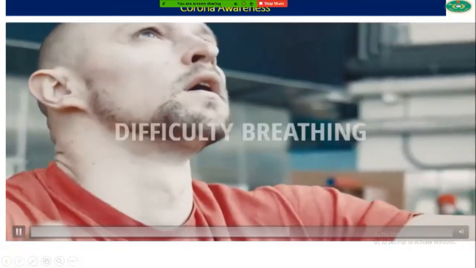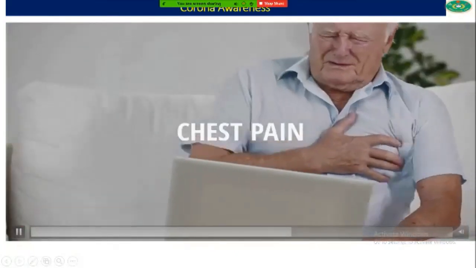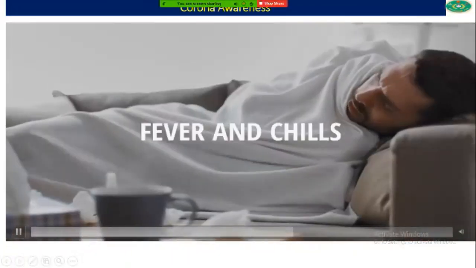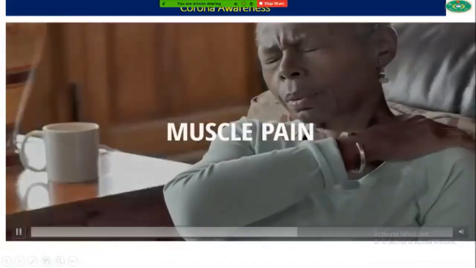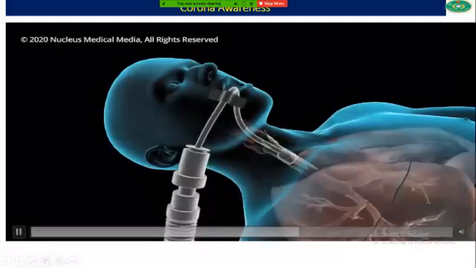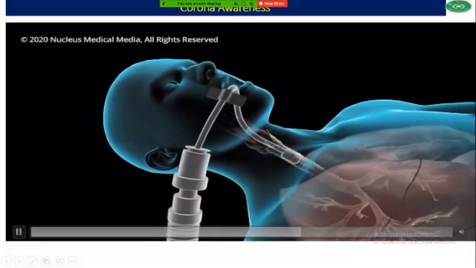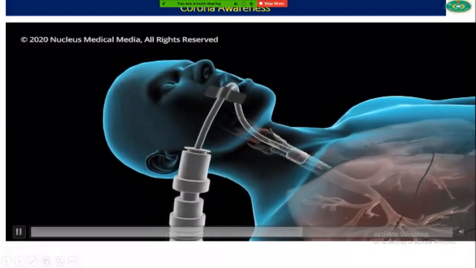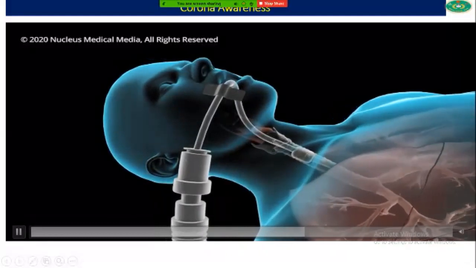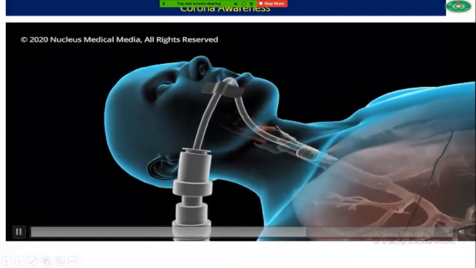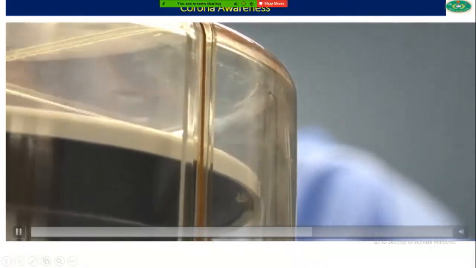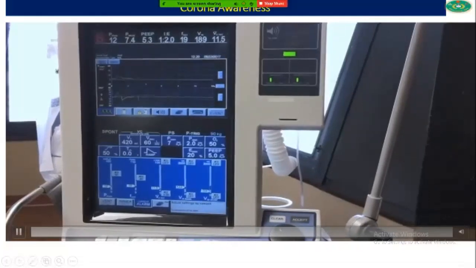Pneumonia may cause difficulty breathing, chest pain, coughing, fever and chills, confusion, headache, muscle pain, and fatigue. It can also lead to more serious complications. Respiratory failure occurs when your breathing becomes so difficult that you need a machine called a ventilator to help you breathe. These are the machines that save lives and that medical device companies currently ramp up production for.